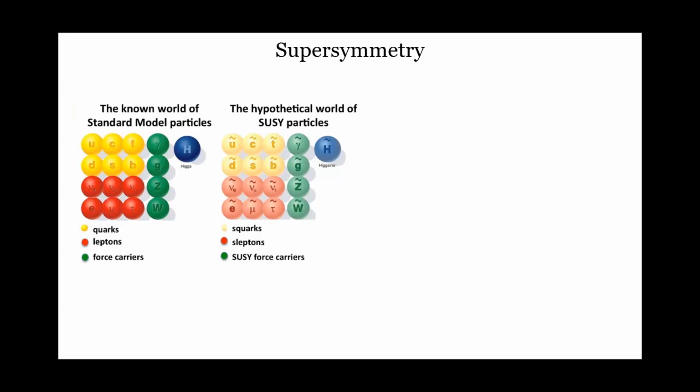Then you have the gauge bosons. These are the vector fields that mediate interactions. For the photon, you have the photino, which is the fermionic partner. For the gluon, there's the gluino, and so on and so forth. And then for the Higgs, you have the higgsino.